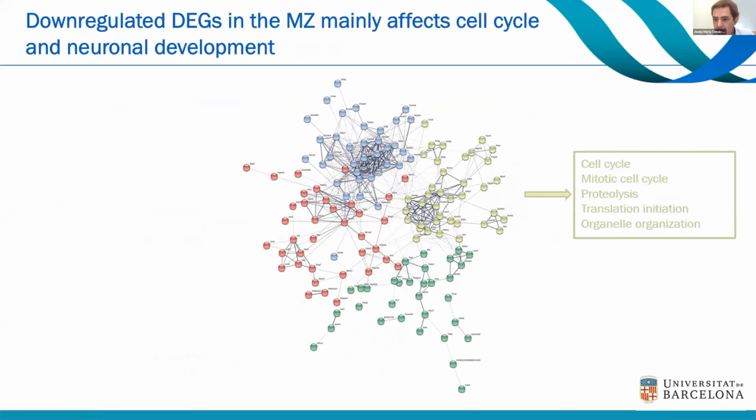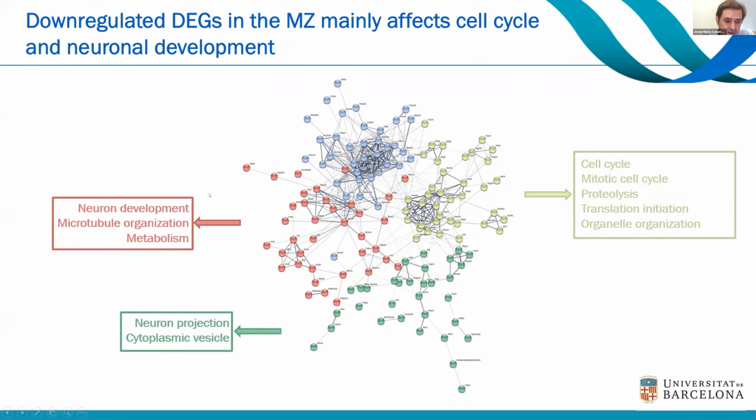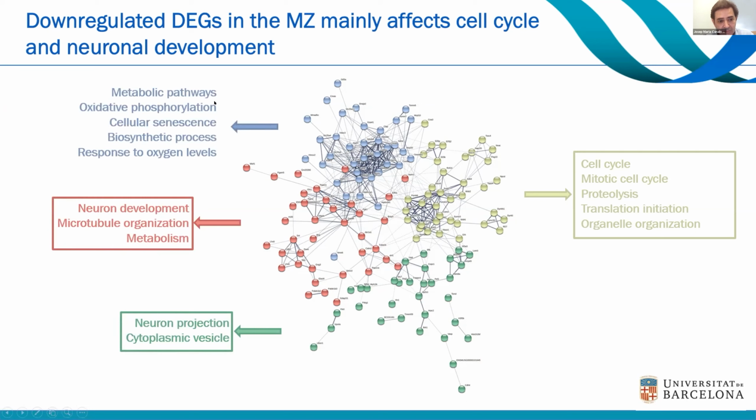Keeping this in mind, we have seen that in the mantle zone, there is also a downregulation of the cell cycle factors or the cell cycle proteins, and there is a downregulation of neural development and neuron projection factors. So confirming that this could be due to an accelerated neurodevelopment during embryogenesis. We have also found different metabolic pathways that are already described in adult models of Huntington's disease.